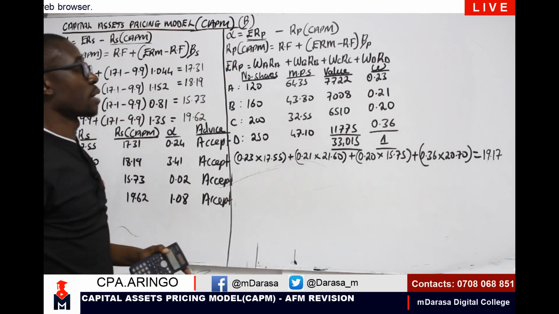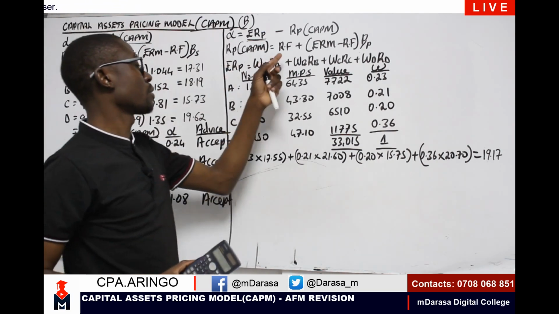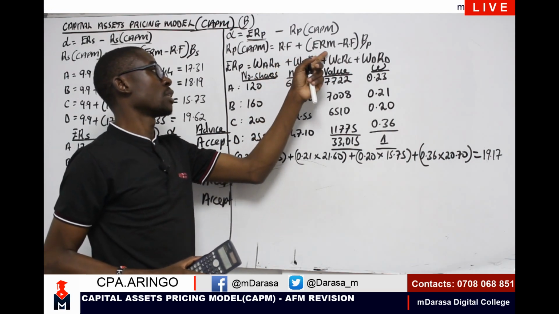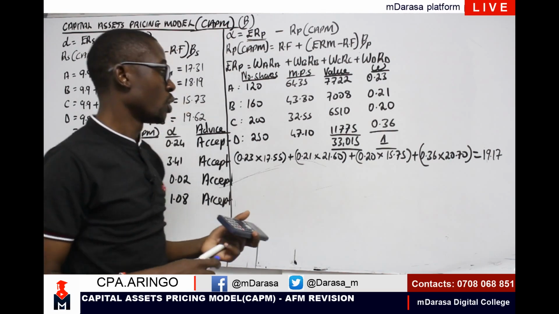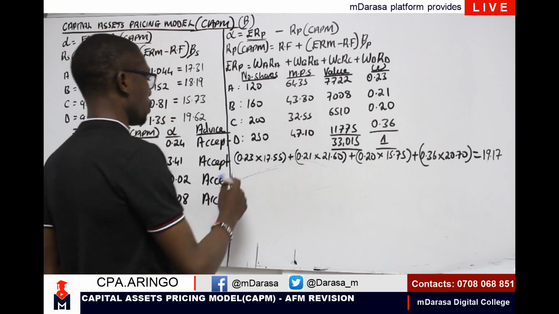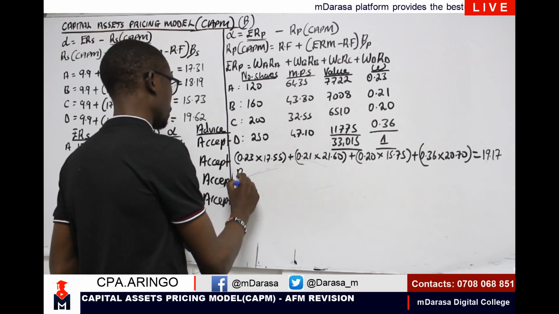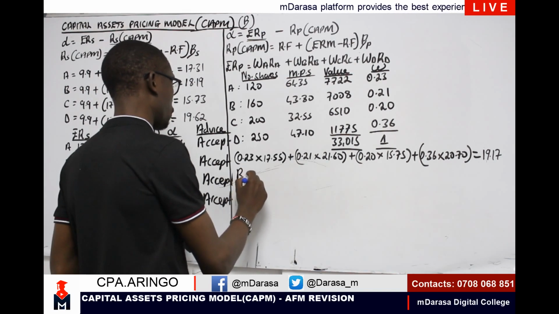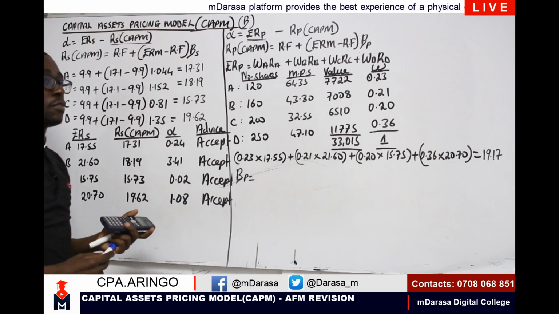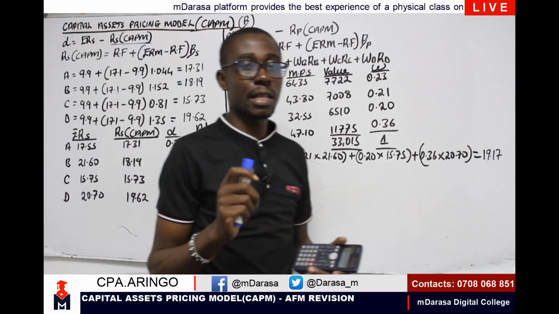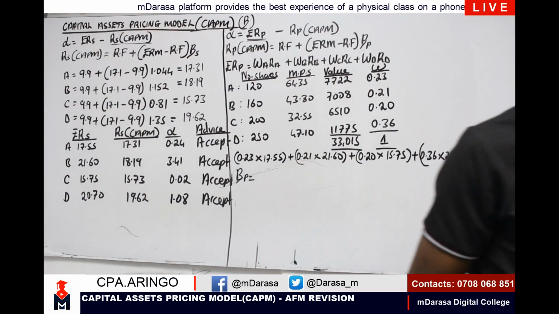Return of the portfolio under CAPM, I know very well I should be having risk-free plus expected return of the market minus risk-free, over the beta of the portfolio. So beta of our portfolio, recall this one, we did it in our previous class, which I can remember very, very well.